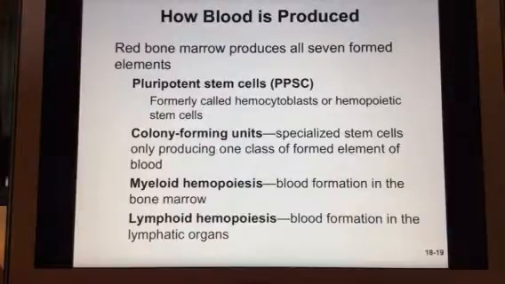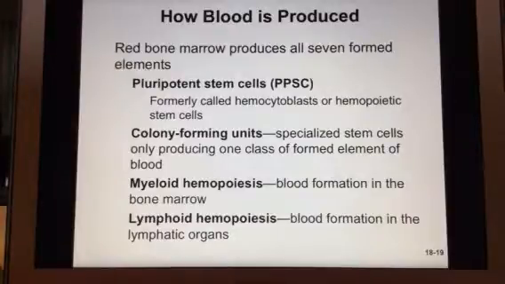So this is just going over that the bone marrow is producing all 7 types of cells, and they all start from what's called pluripotent stem cells. Stem cells are a type of cell that has not developed into its certain type yet. These are formed in the bone marrow, and then from there they get into little groups called colony-forming units. That means they're specialized stem cells that are eventually going to become one type of blood cell. So all the stem cells that are going to become red blood cells would go into these colony-forming units.